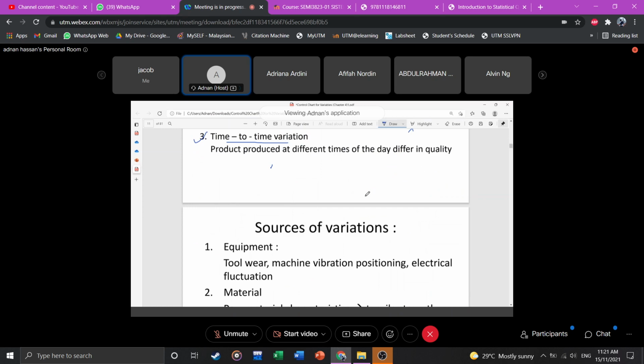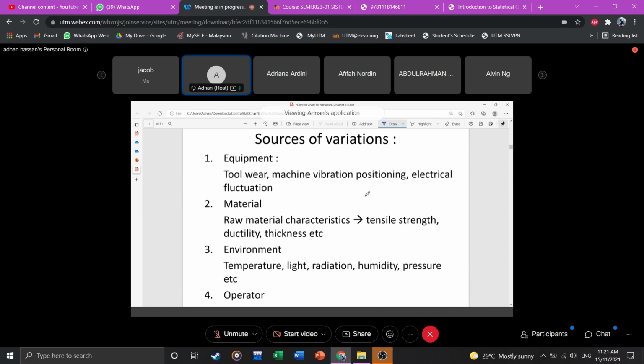Okay, what are the sources of variation? When we prepare a control chart, the purpose is to identify the nature of variation, whether it is random variation or assignable variation. So sources of variation could be coming from equipment, maybe the tooling, the tool already worn, or maybe machine vibration, or fluctuation in electrical supply, or many other possible causes from the equipment.